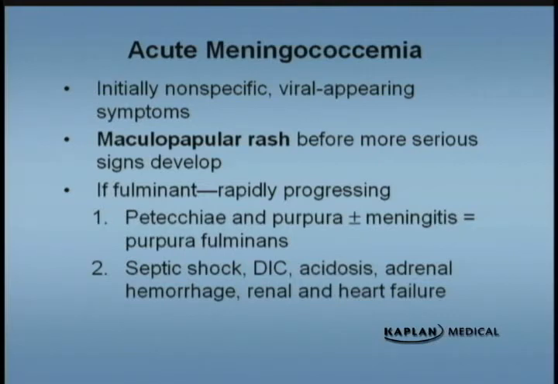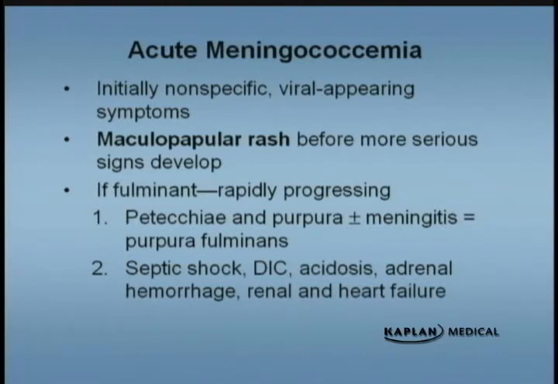Usually it starts out as a viral, nonspecific signs and symptoms, just like a cold. But then typically they'll develop a maculopapular rash. They can go into disseminated intravascular coagulopathy. Now, other organisms, like, for example, strep pneumonia, can cause DIC and a rash similar to this. But for exam purposes, really think of the meningococcus at the top of the list when they describe a patient that is extremely ill with a typical purpuric rash. You can actually scrape those purpuric lesions and culture out the meningococcus. So petechia, purpura, plus or minus meningitis is known as purpura fulminans.